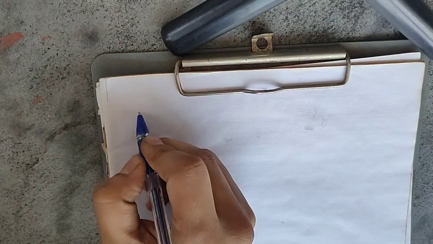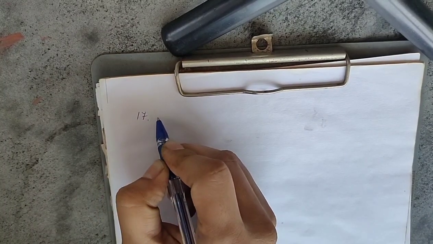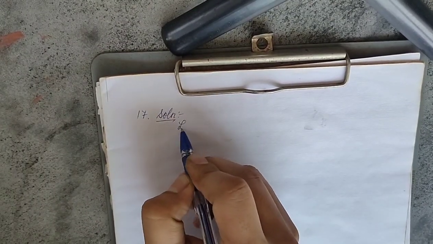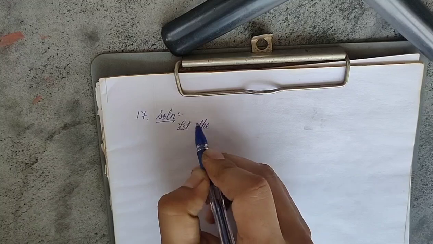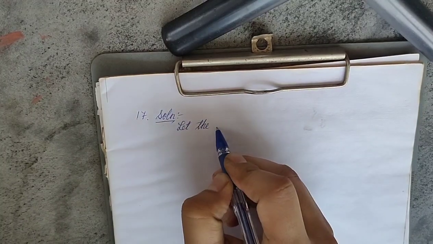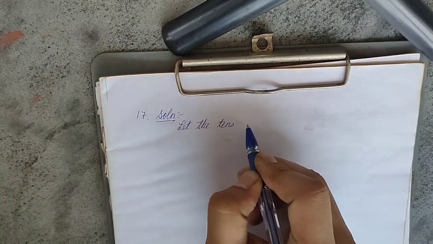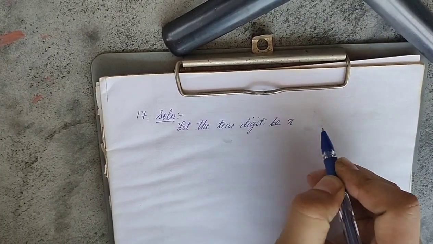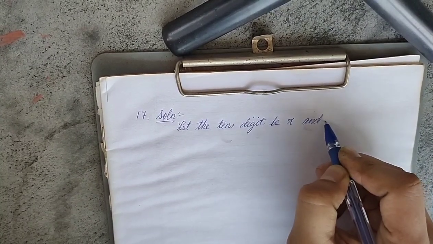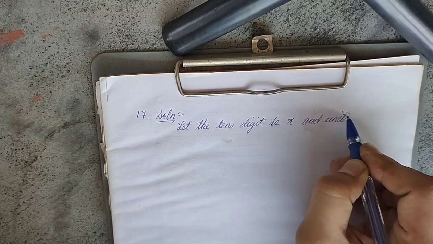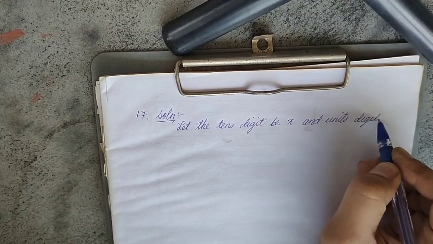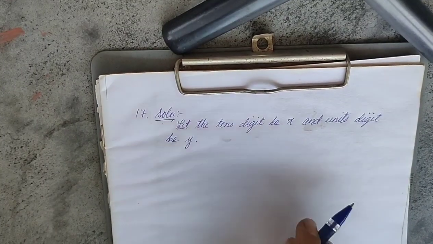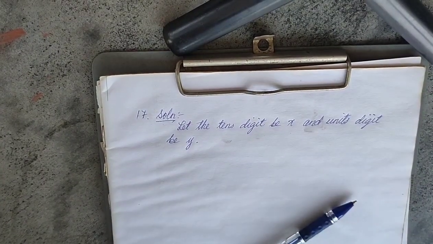Question number 17. Let the tens digit be x and unit digit be y, and then 10x plus y is the number.